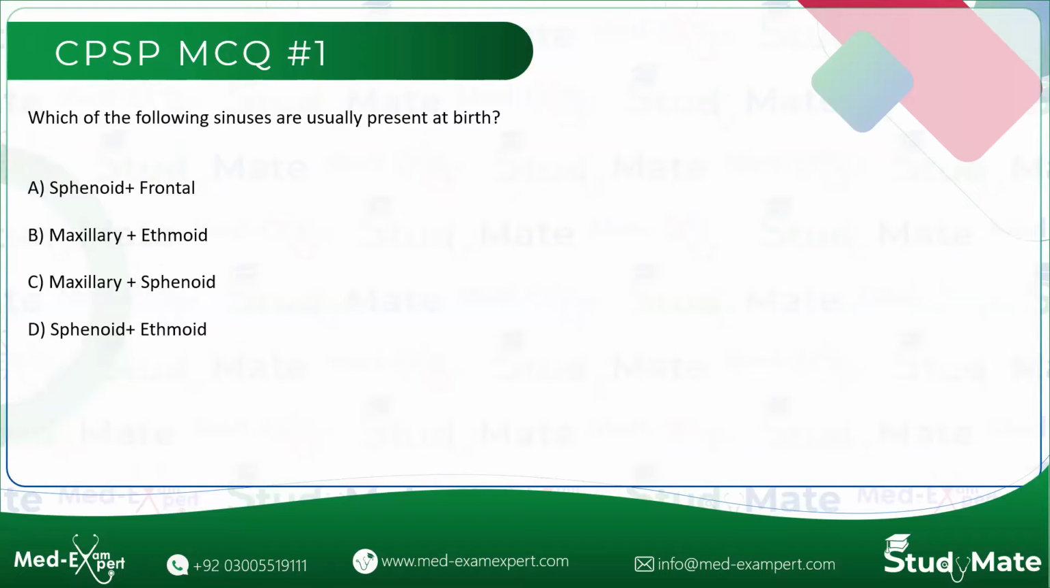So the first CPSP MCQ is, which of the following sinuses are usually present at birth? A is sphenoid and frontal, B is maxillary and ethmoid, C is maxillary and sphenoid, and D is sphenoid and ethmoid. Whichever option you think is correct, please comment in the comment section or type in the chat box. I can see some answers. We will discuss these MCQs in the end.